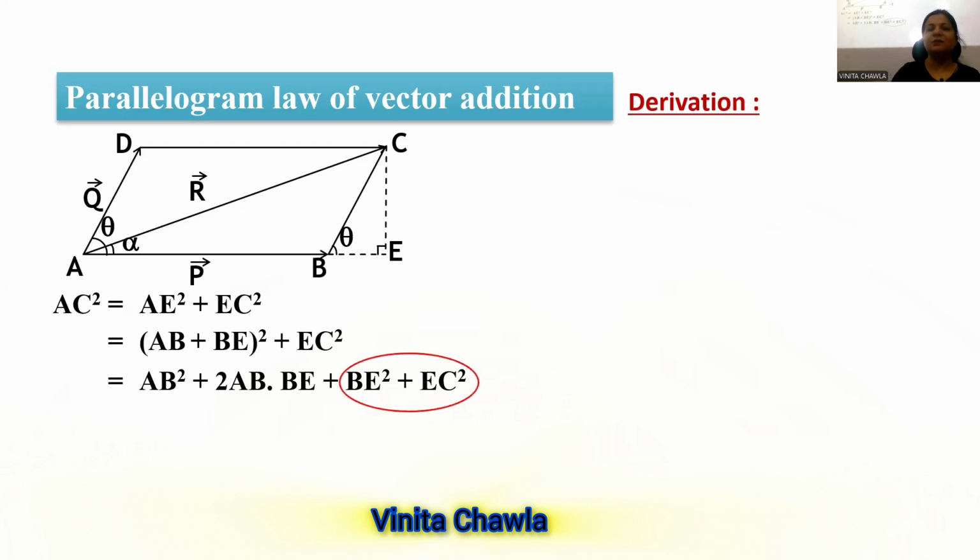We can write BE square plus EC square like this also. Look at the smaller right angle triangle BCE. In this right angle triangle BCE, BE square plus CE square, the perpendicular and base of the triangle, is equal to BC square.